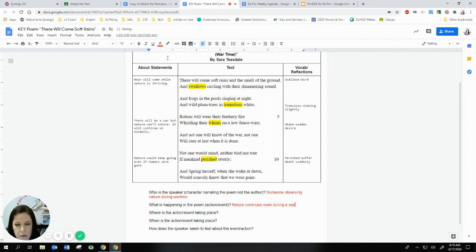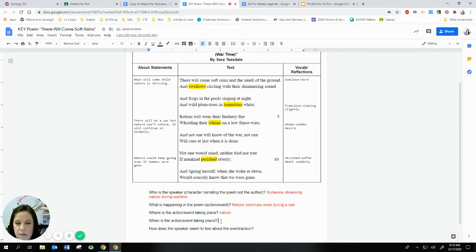Okay, nature continues even during a war. Where is the action taking place? Well, we don't know specifically, but it's clearly out in nature because we have these descriptions of birds and plum trees and robins and a frog. So we can assume that this is taking place out in nature.